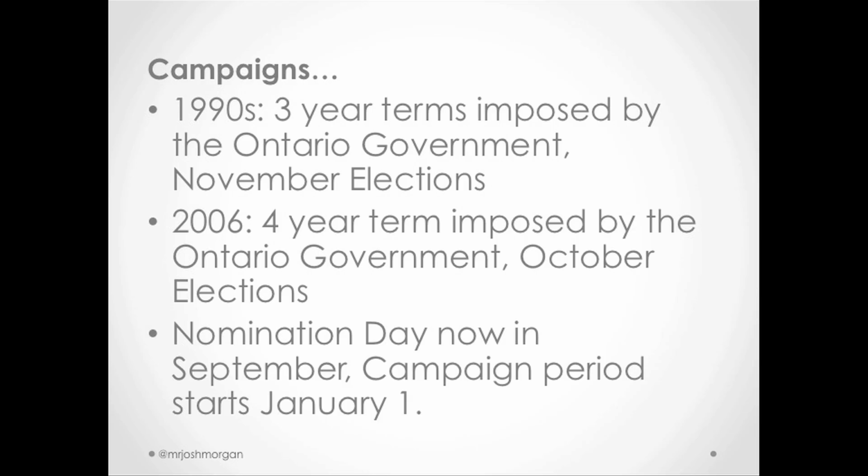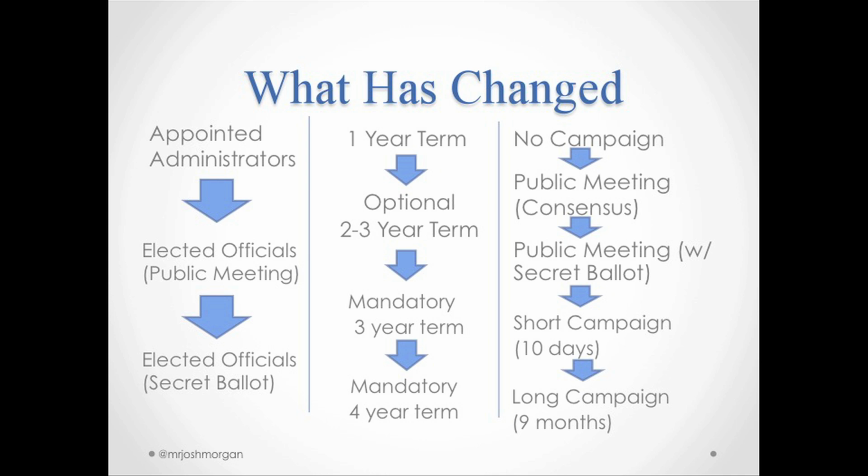The terms also changed. They moved from 1 year to 2 year to 3 years to 4 years into the system that we now have today, where we have elections in October, we have nominations close in September, and we can start campaigning January 1st for municipal government. So, to recap, we've moved from appointed administrators to elected officials with secret ballots. We've gone from 1-year terms to 4-year terms, and we've gone from absolutely no campaigns to very long campaign periods.